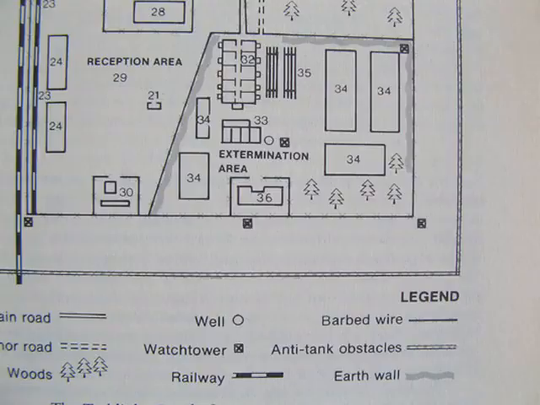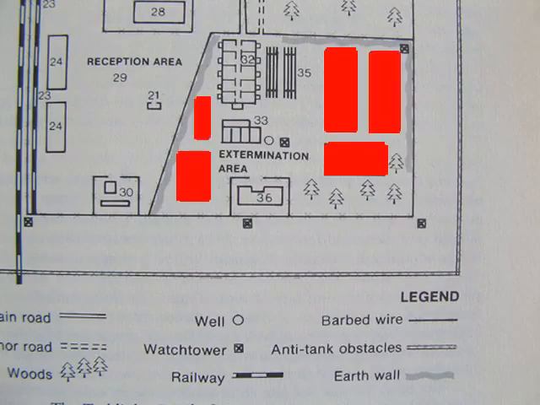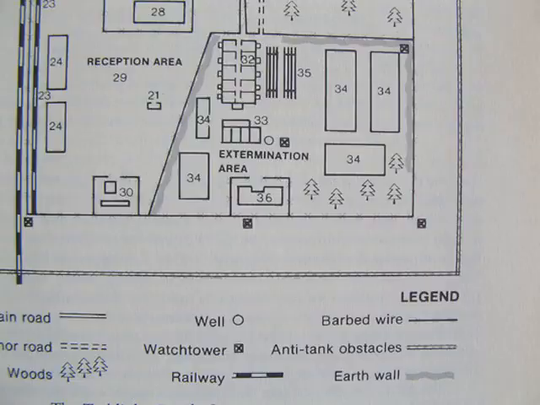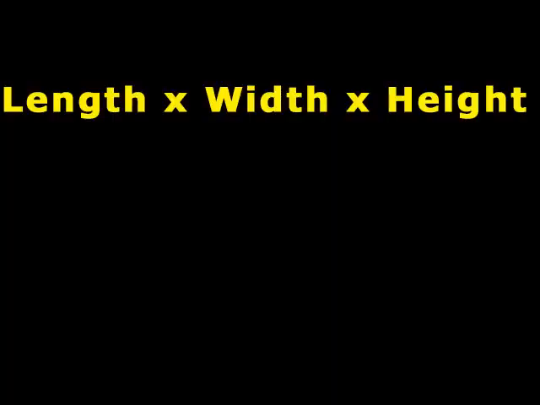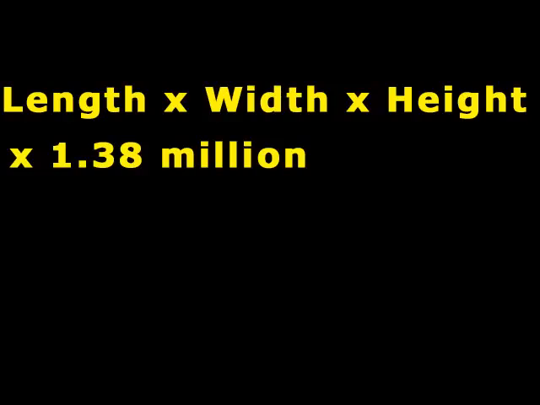At Treblinka, Belzec, and Sobibor, an estimated 1.38 million bodies were allegedly buried underground. The problem is that there isn't enough burial space on the maps and models for that many bodies. To show this, we'll figure out how much space one body would take. Then we'll multiply that number by 1.38 million. That will give us the total space needed to bury all the bodies.